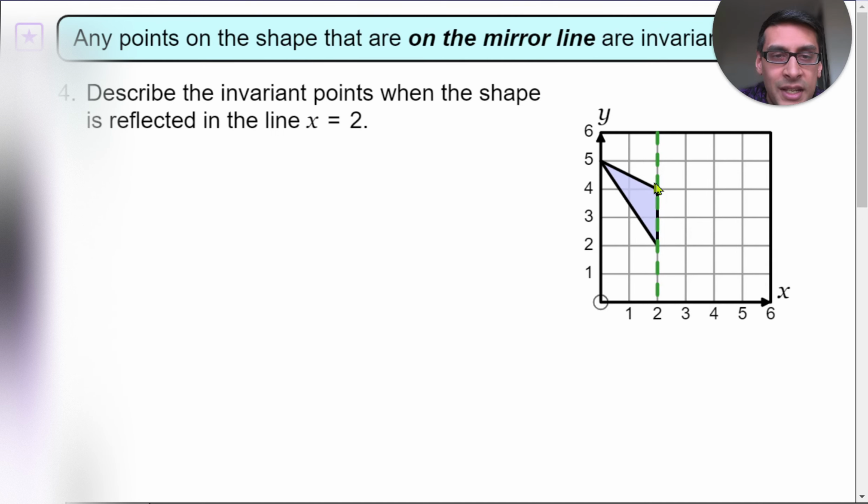Now what you can see is there's a whole range of values reflected on there that are invariant, that don't actually move. So what we can see is that's your reflection, your image, and we can see all of the points from 2, 4 down to 2, 2.